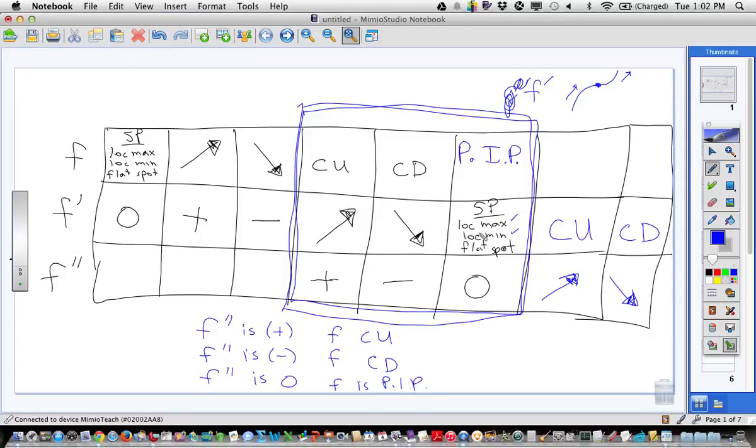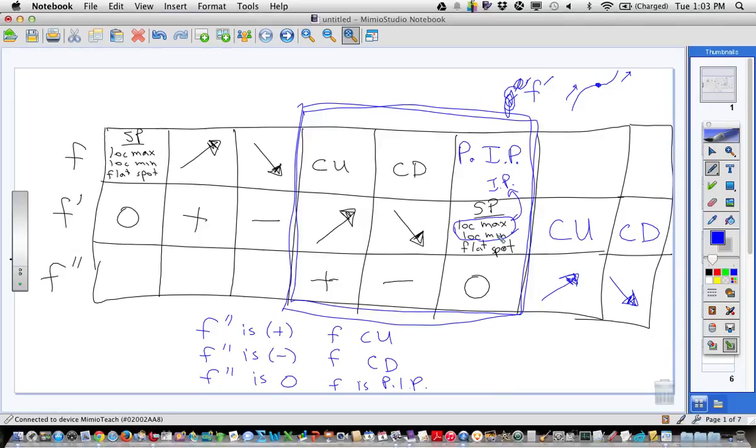Now, what's it take to actually be an inflection point? Well, and I don't know if you want to put this in your chart or not, but to actually be an inflection point, you have to have a local max or a local min on F prime. Because that's what will give you the change in concavity. Right? If F prime is a local max or a local min, then you'll have F prime going up then down or down then up. That's what will get you to switch columns. And that's what gives you the change in concavity then.